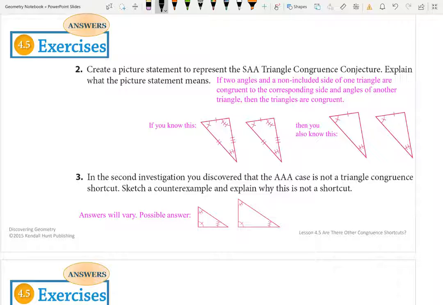So these are actually switched, by the way, in the answer key for some reason. It should be if you know that you have an angle, a side, and an angle that is congruent to a corresponding angle, side, angle. Make sure you have corresponding in there. Then the two triangles are congruent. All the corresponding sides and all the corresponding angles are congruent.